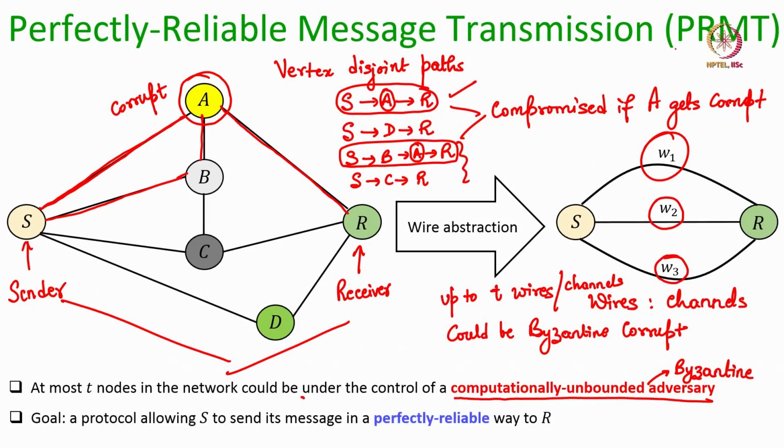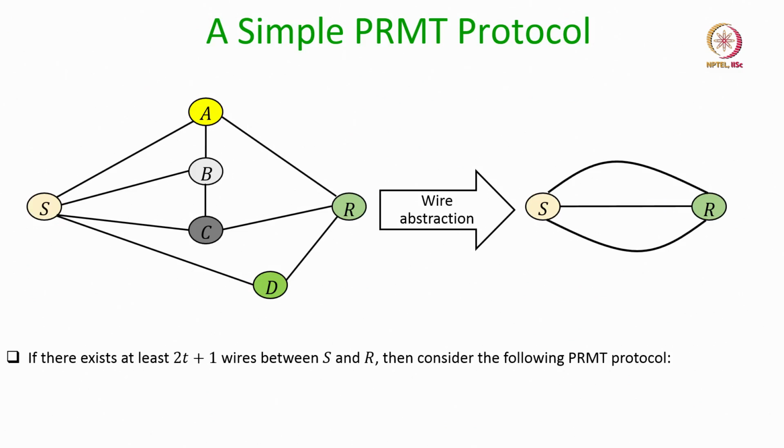Now, what is the goal here? What is the goal in the PRMT problem? We are given this setting, a network which is modeled by a collection of vertex disjoint wires between a sender party and a receiver party, and the sender will have some message from some message space. We want a protocol which would allow the sender to send its message in a perfectly reliable way to the receiver. That means we need a protocol according to which the sender sends some information over these wires, so that even if the communication over up to T wires is changed or blocked in whatever way, the receiver should be able to recover the message, and this should hold even if the adversary is computationally unbounded. Okay. So, let us see a very simple PRMT protocol.